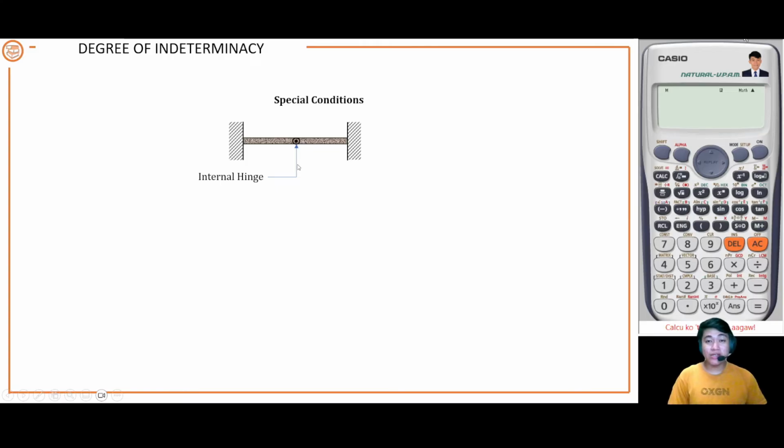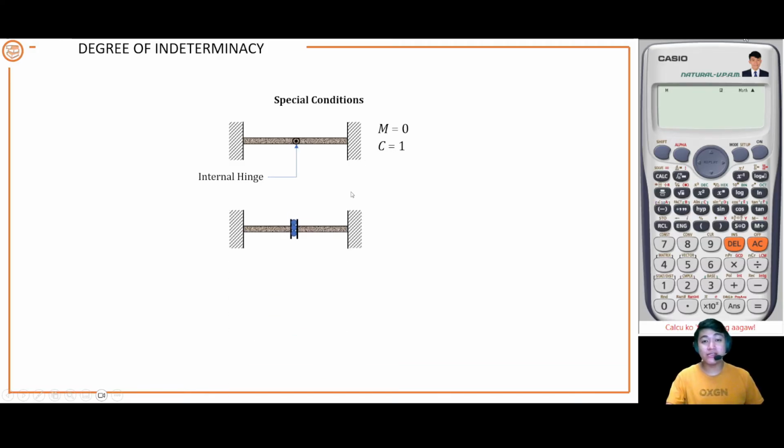So when you see an internal hinge, take note that the moment at the internal hinge is equal to 0, meaning the moment is released. So special conditions is the number of releases. Therefore, for the number of releases here, which is moment, there is no moment, so C is equal to 1.